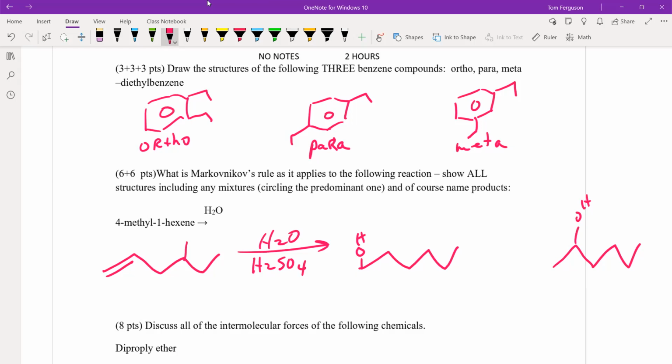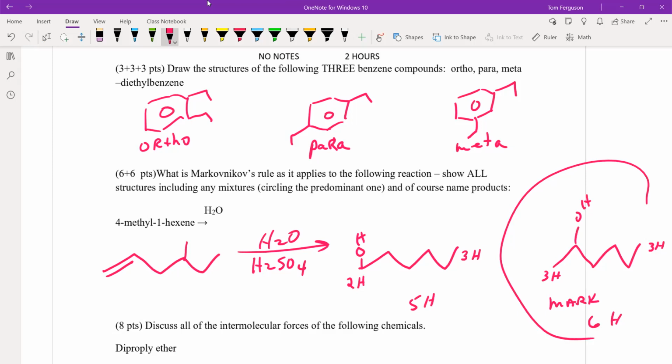Okay, so here we have 2 hydrogens, 3 hydrogens, 3 hydrogens, 3 hydrogens. So the one on the right has 6 hydrogens, one on the left has 5 hydrogens. So Markovnikov said the more terminal hydrogens, the more stable, hence that would be the preferred one.